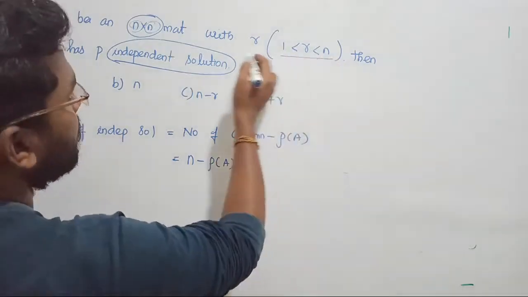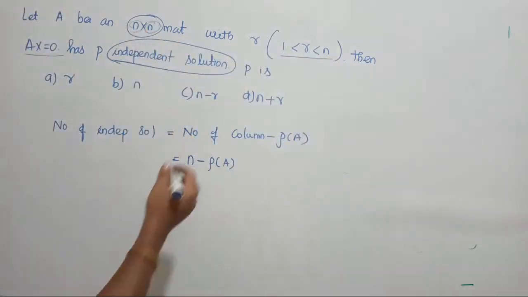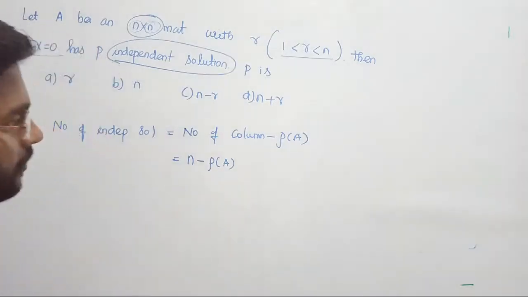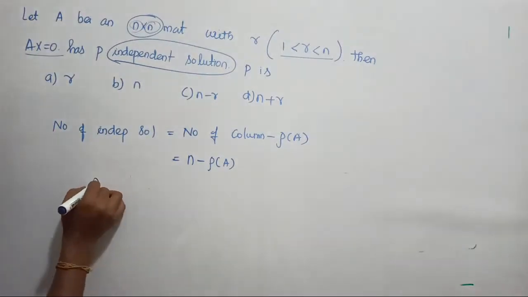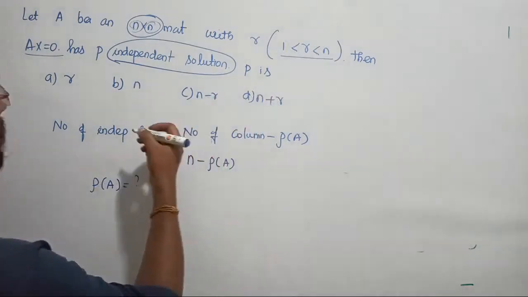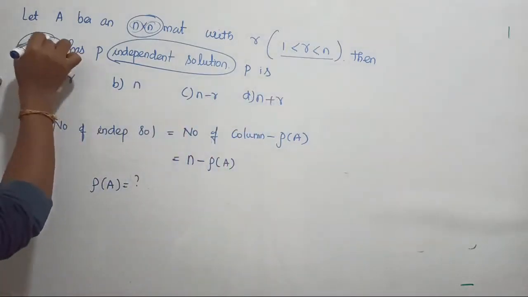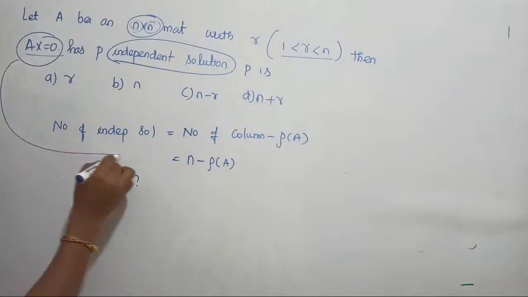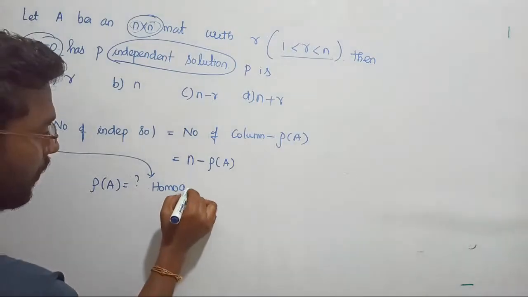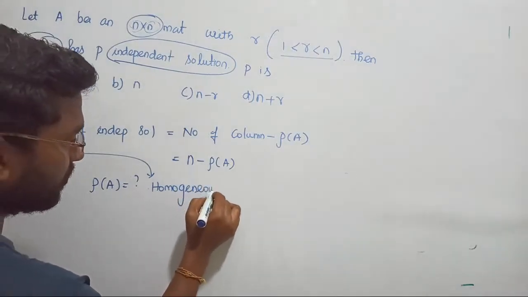Since we are going along with the n cross n matrix, right? If you are finding the rank of this matrix, how will you find out the rank of the matrix for an n cross n matrix? See, first of all, collect the given system. The system is what? Given, it is a homogeneous system. First conclusion, given it is a homogeneous system.